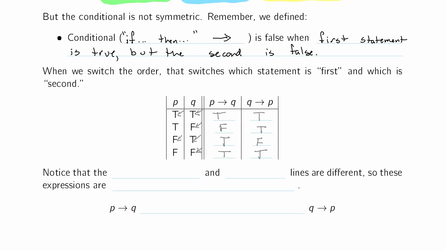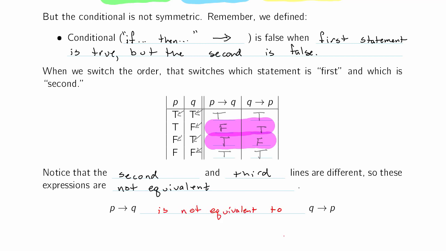So what we notice here is that the second and third rows are different. That means that these statements are not equivalent. If P then Q is not equivalent to if Q then P. It's very important to be aware that we just can't freely switch the order of a conditional like this. And that makes sense, because if we could, then what's going on with our valid and invalid arguments would be very strange indeed. We cannot freely switch the order of a conditional.